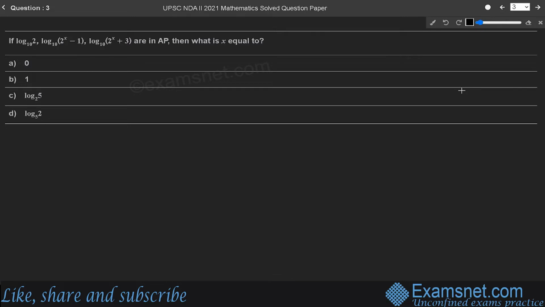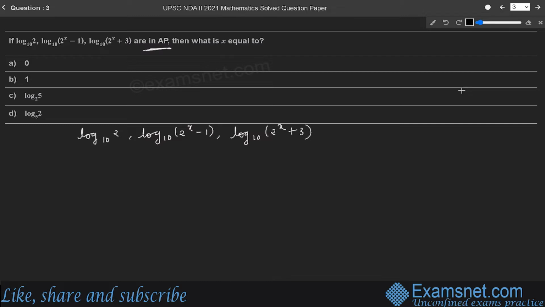Next question is, if log base 10 2, log base 10 of 2 to the power x minus 1 and log base 10 of 2 to the power x plus 3 are in AP, it is given that they are in AP, then what is the value of x?